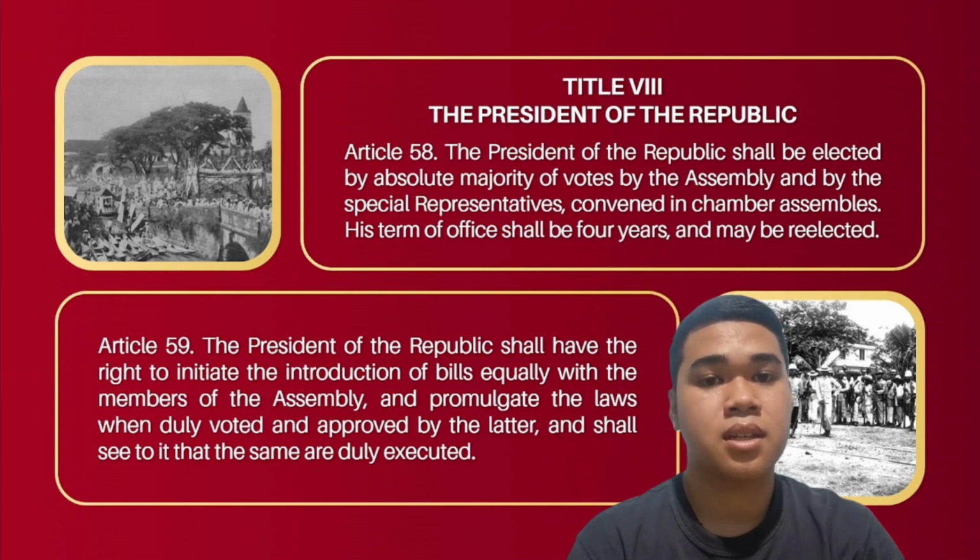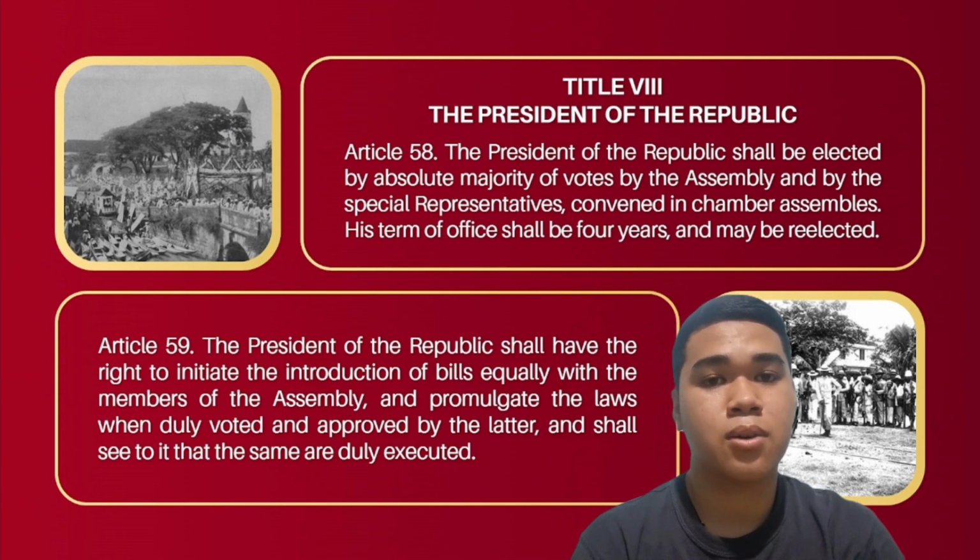The president is elected by an absolute majority of votes. This means that the candidate must receive more than half of the total votes cast. The voting takes place in the assembly and by the special representatives chosen in chamber assemblies, and the president is eligible for re-election. That means he or she can have one term or more if re-elected.